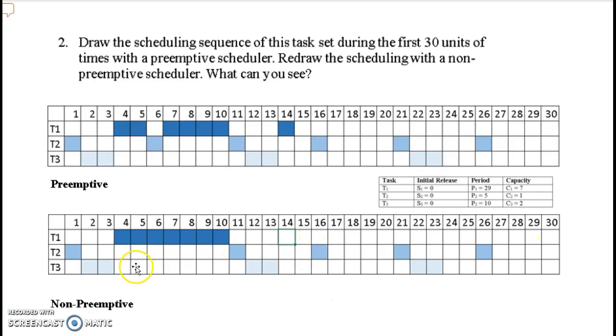The non-preemptive version is that it doesn't have priority, so it will finish its task first, then it will continue running the next one.